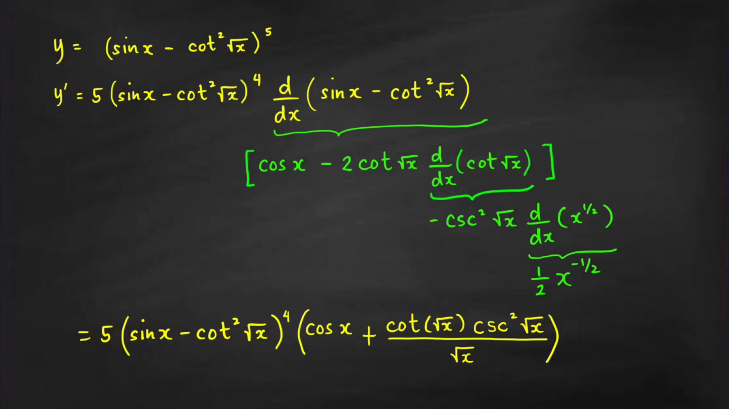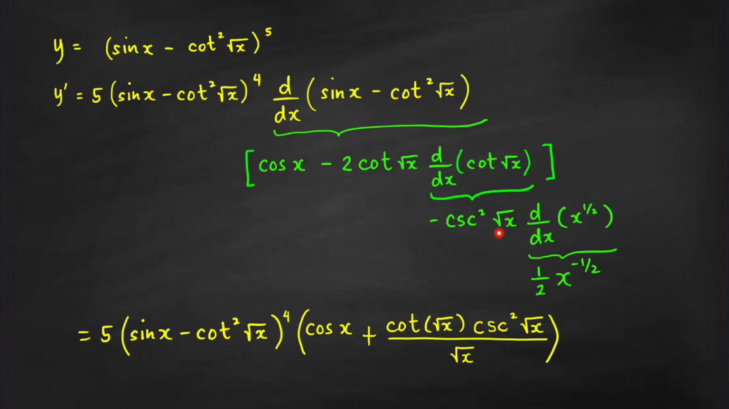Your base here is cotangent of square root of x. So the derivative of cotangent of square root of x with respect to x. Now, what is the form of this function? It is cotangent of a function. So we need to use the derivative of cotangent u with respect to x. And the derivative is equal to negative cosecant squared u times the derivative of u with respect to x.